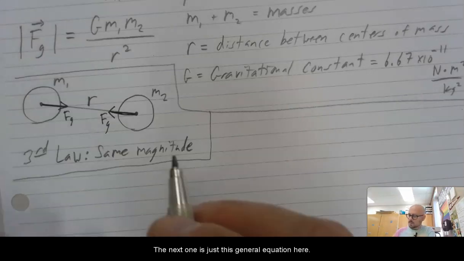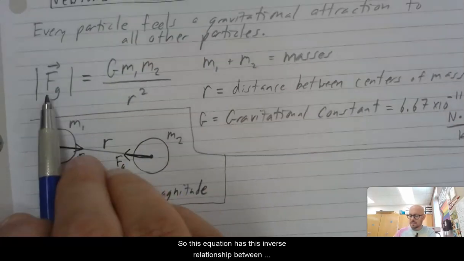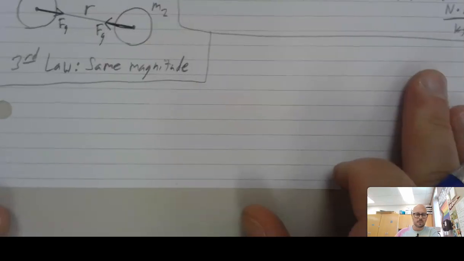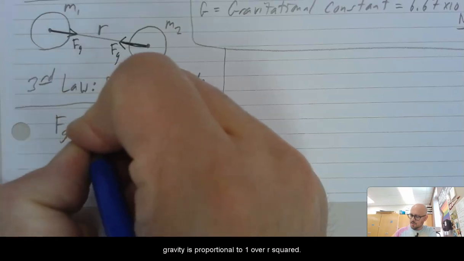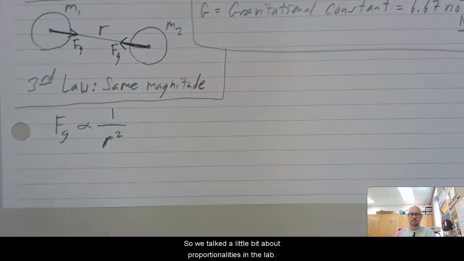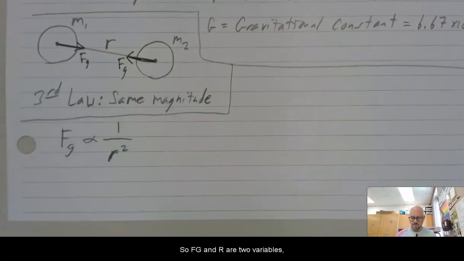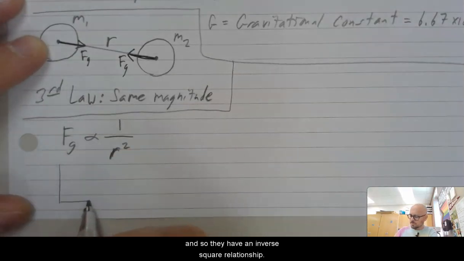The next one is just this general equation here. So this equation has this inverse relationship between the force of gravity and distance. I think my camera froze, so give me a second. There we go. So in that equation, the force of gravity is proportional to 1 over r squared. We talked a little bit about proportionalities in the lab. We can take an equation and extract the proportionalities. So Fg and r are two variables, and they have an inverse square relationship.